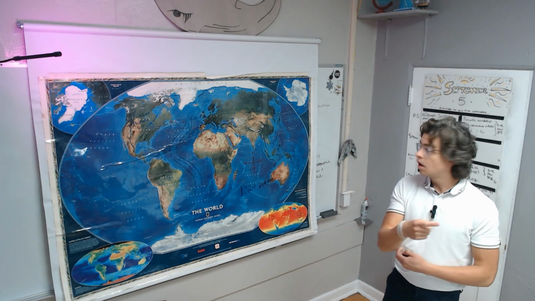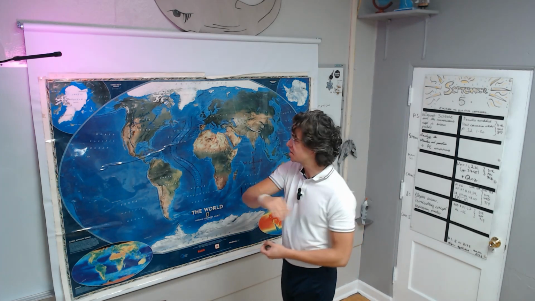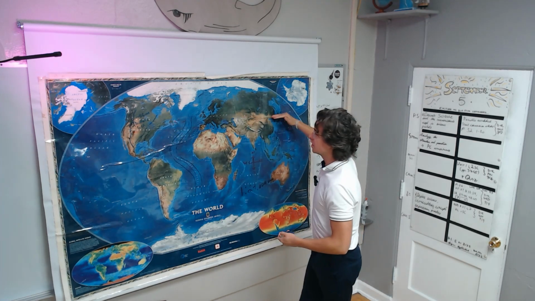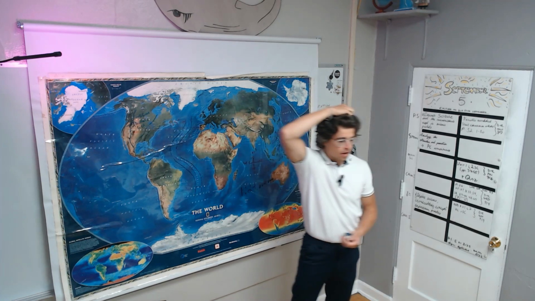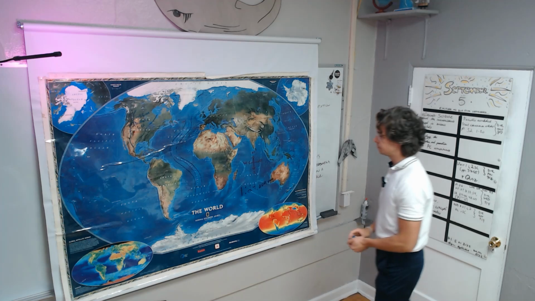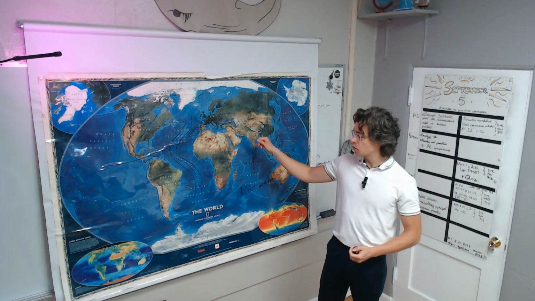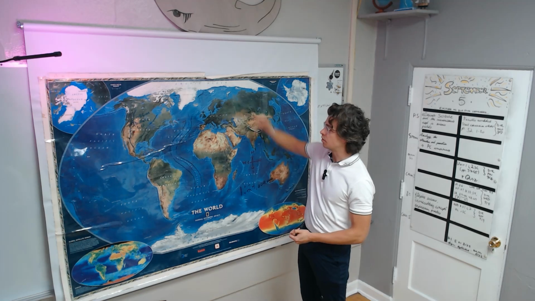But okay, those are specific ones of latitude. Latitude are the east and west coordinates. You should write this down. Latitude are east and west coordinates that go north and south of the equator. So the lines run east to west, but they measure north and south of the equator.